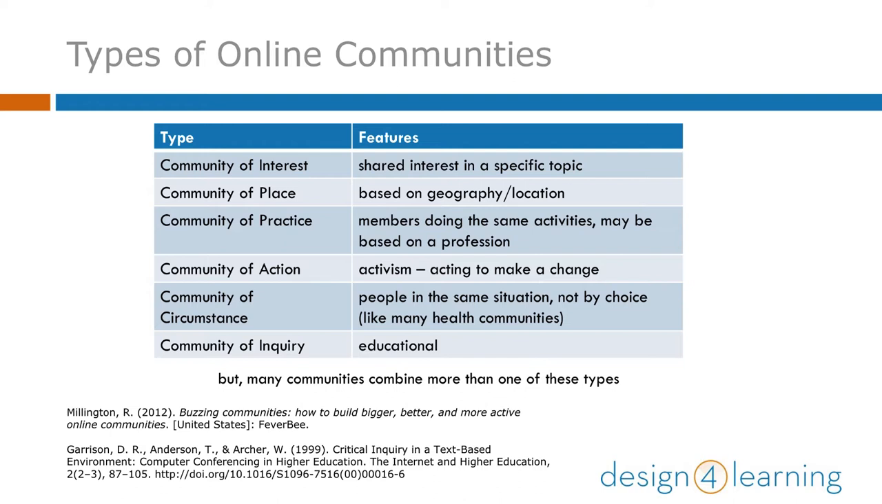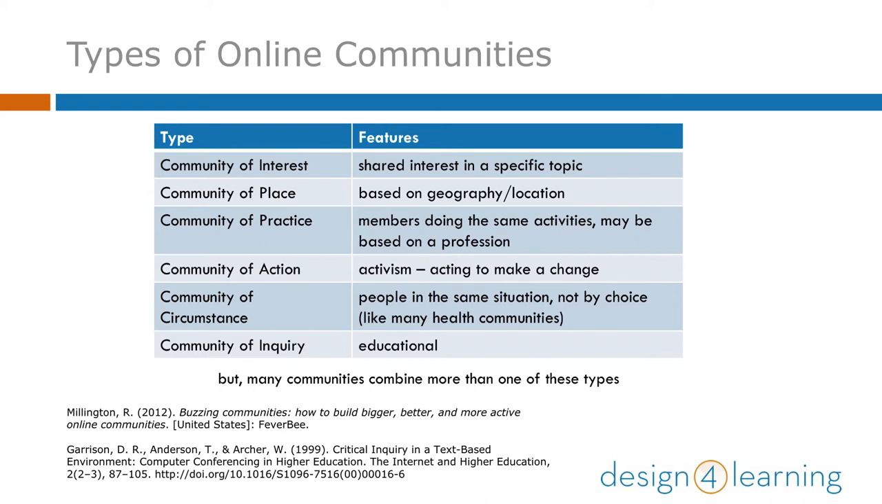Some discussions of online communities try to break them down by type of community, as shown in this table. Take a look at these definitions of what distinguishes between a community of interest, of place, of practice, of action, of circumstance, or of inquiry. Now think back to some of the online communities you have visited or participated in. Do they fit neatly into one of these categories? Perhaps not. It's not uncommon for communities to combine one or more of these types, or to develop from one type into another. For example, moving from a community of interest to a community of action when an issue arises that requires activism.